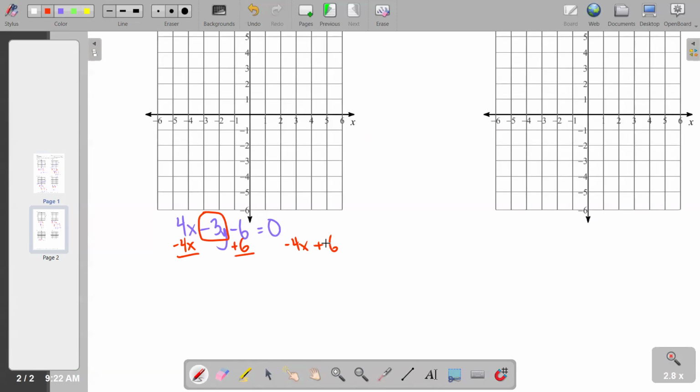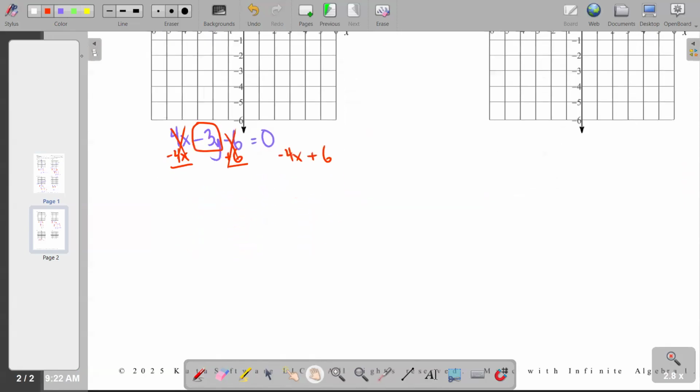I have two things I want to destroy. I'll destroy them both. I'm going to cancel these. I'm going to cancel these. What's my next line going to say? 3y equals -4x plus 8. And look, now we're right back in our comfort zone. We've seen this before. What do we do?